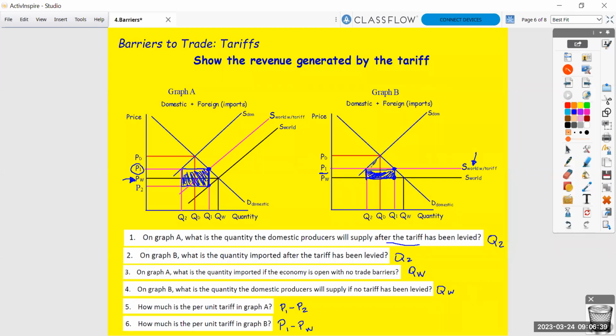Now guys, I want you to take just a minute to look at this. I've paralleled these graphs, so the PW in graph A is the same PW in graph B, and the P1 in graph A is the same P1 in graph B. You need to understand that it's always the vertical distance between the two world supply curves. We're not stopping at PW in this graph. The amount of the tariff is the entire amount.